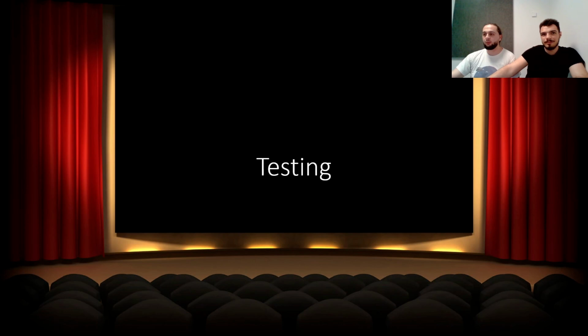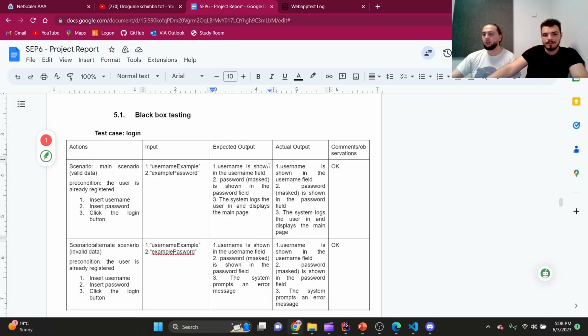Next, we'll be talking about testing. Overall, black box testing plays a crucial role in evaluating the functional aspects of the system from an end-user perspective. By focusing on inputs, outputs, and system behavior, it helps ensure that the system meets the intended requirements, functions correctly, and provides a satisfactory user experience.